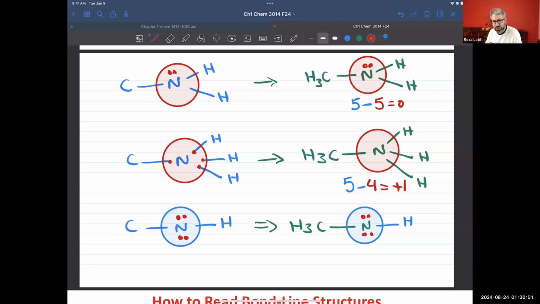So what's going to be the formal charge for nitrogen? Nitrogen is group 5. How many electrons do I see around it? I see 6 electrons around it. So the charge will be -1.